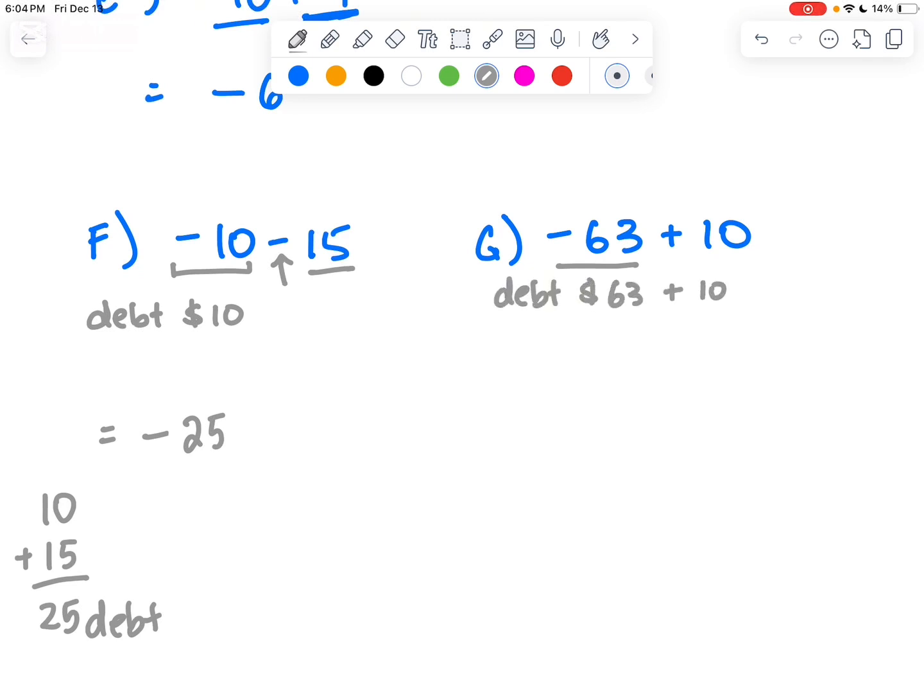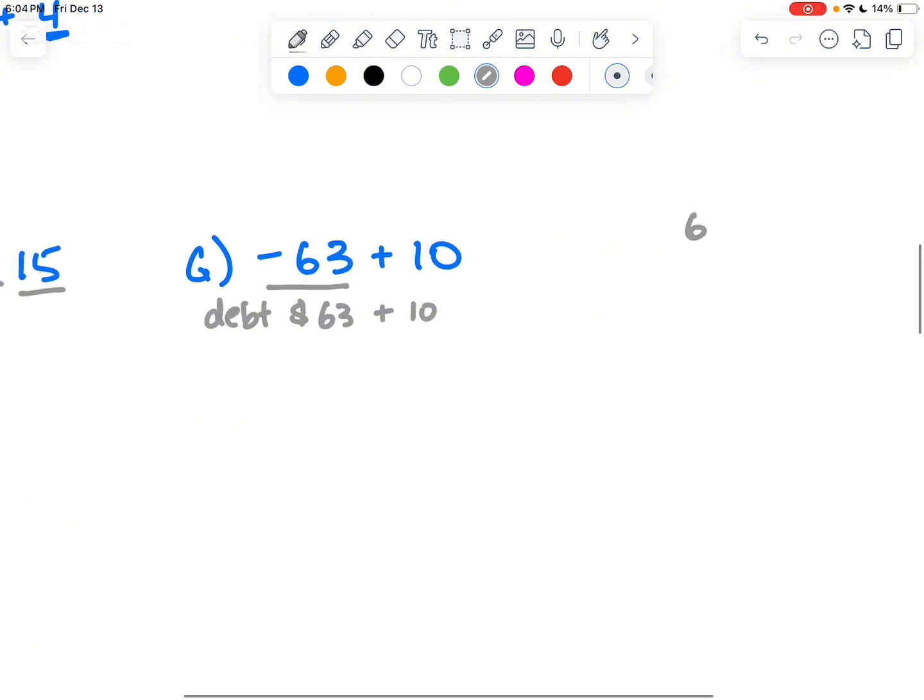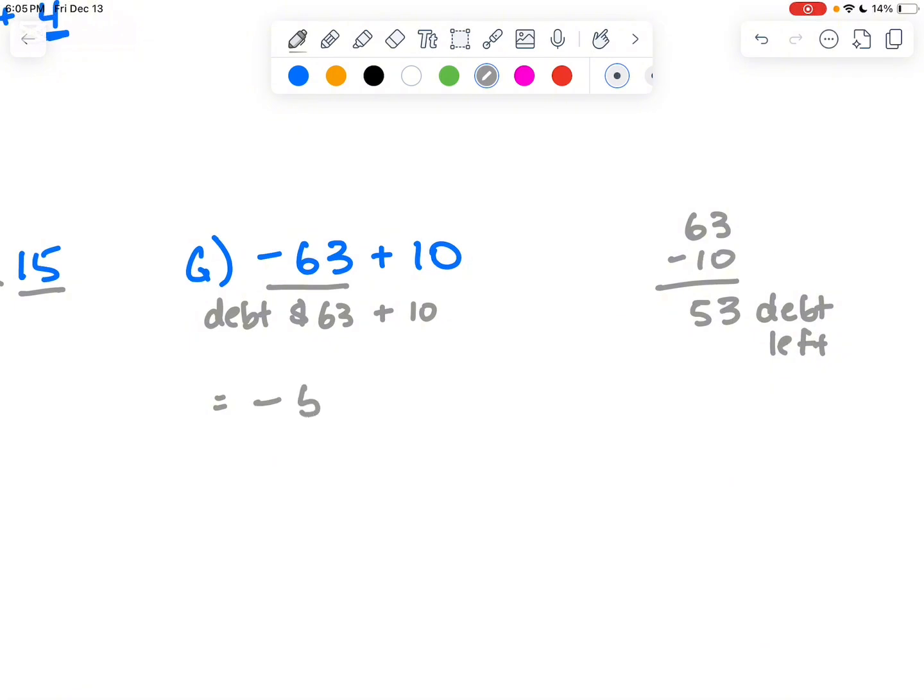Over here, I start in debt $63, or I owe someone $63. Someone gives me 10. So what do I do with that? I'm going to take my original $63 debt. I'm going to subtract off $10 from my debt. And so I still have this much of a debt left. So my answer is -53.